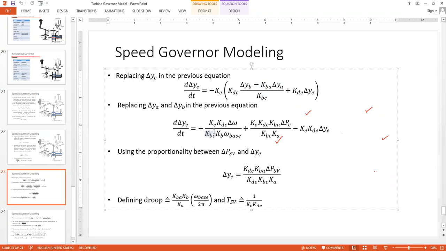Once the simplification is done and we rewrite this equation, we now have another proportionality relation, that is between PSV and del YE. That is a little complicated. So del YE and PSV are related in this way. They are proportional, of course, but the proportionality constant is kdc kba over kd kbc ka.